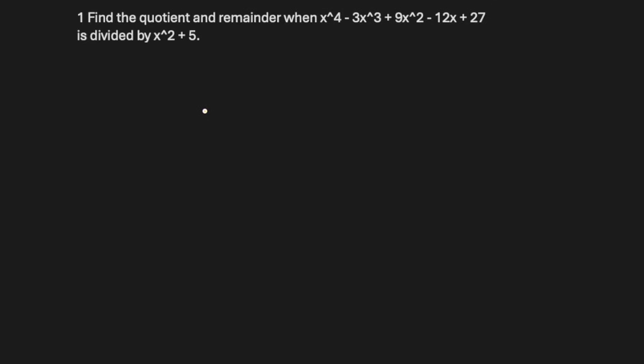Let's get started with question number 1. Find the quotient and remainder when this polynomial is divided by x square plus 5. Let me use the long division method because it is a quadratic divisor. So x^4 minus 3x cube plus 9x square minus 12x plus 27, we have to divide it.